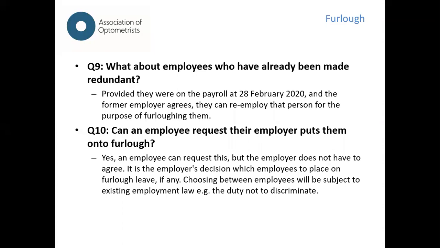So can an employee request that their employer puts them onto furlough? Yes, they can request that, but the employer doesn't have to agree. And it's the employer's decision which employees to place on furlough leave, if indeed they choose to furlough any of them at all. Choosing between employees will be subject to existing employment law, for example, the duty not to discriminate. So, for example, that would include not treating people less favourably because of their age or their race or their sex. For this reason, it will be important to talk to employees, because you may find that some would prefer to be furloughed, some would prefer not to be furloughed. So people's idea about what constitutes less favourable treatment might vary.